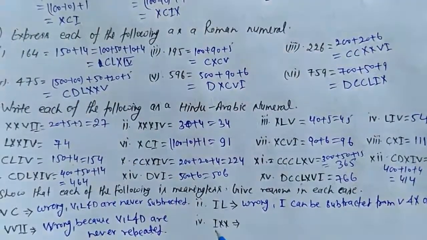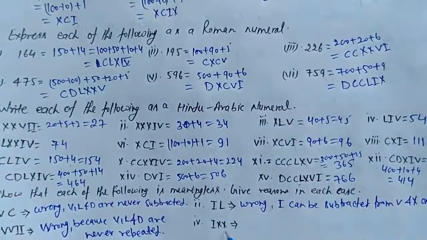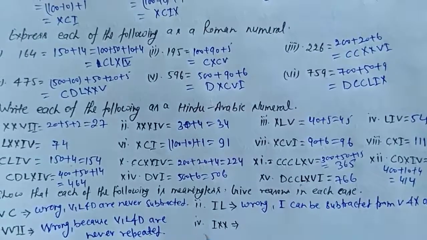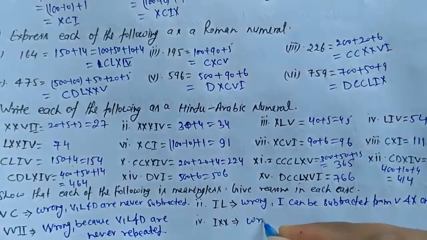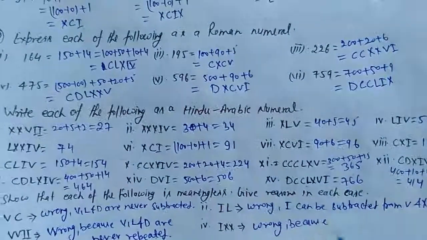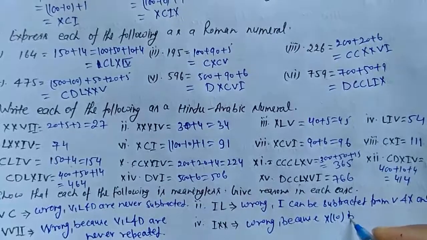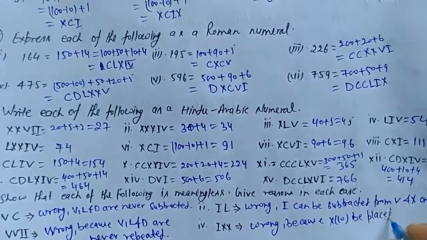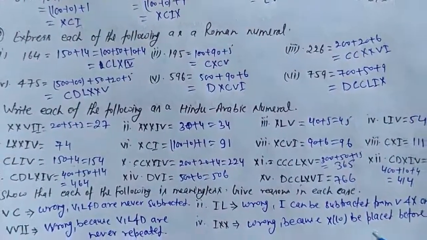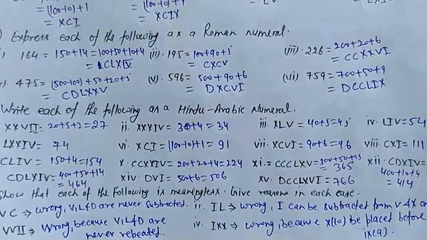Next is I 2 times X. This is also wrong because that X must be placed before IX. IX means 9. This is wrong because this X must be placed before IX. The chapter is completed.